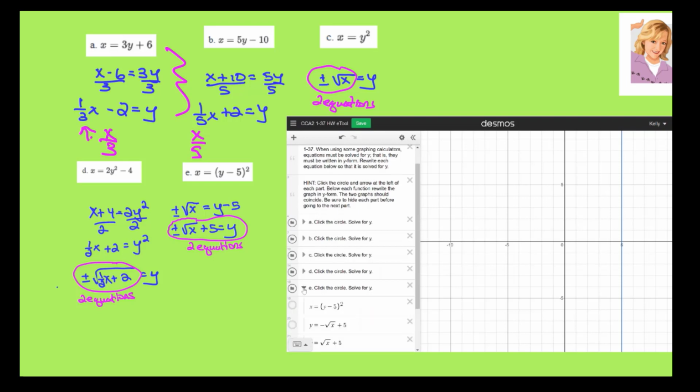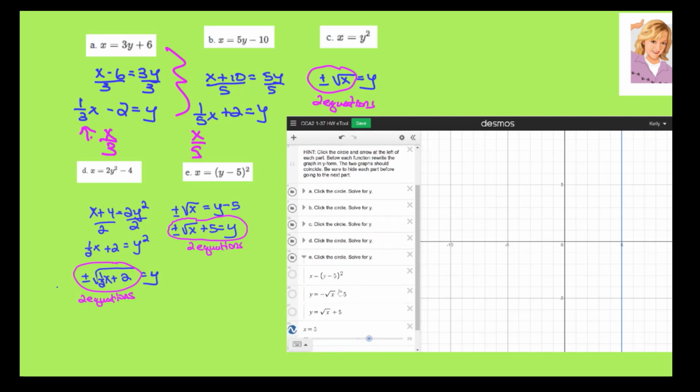Here is E. Again, it looks a little different, and you don't have to FOIL this out and multiply it out to get the y term squared. The y term is just squared because this exponent is out here. But let's look at what this looks like again. It's a horizontal parabola again. And when you solve it algebraically, you get y equals plus or minus the square root of x plus 5.